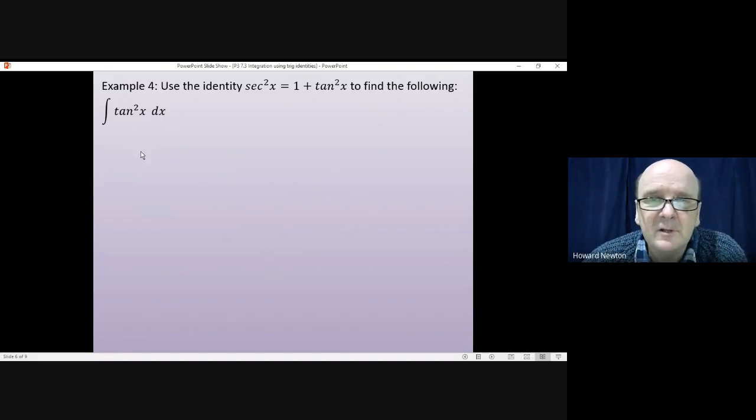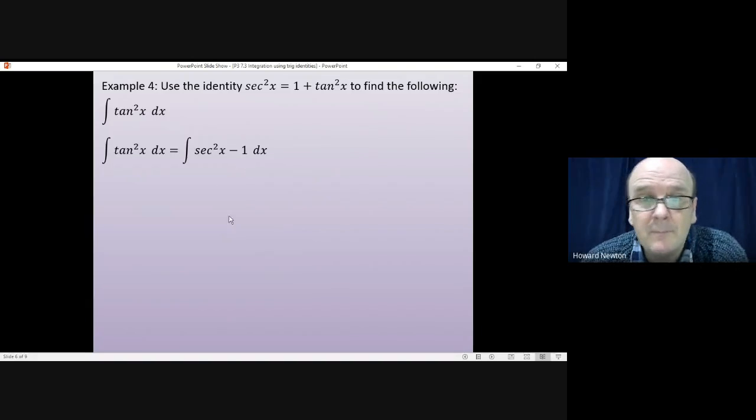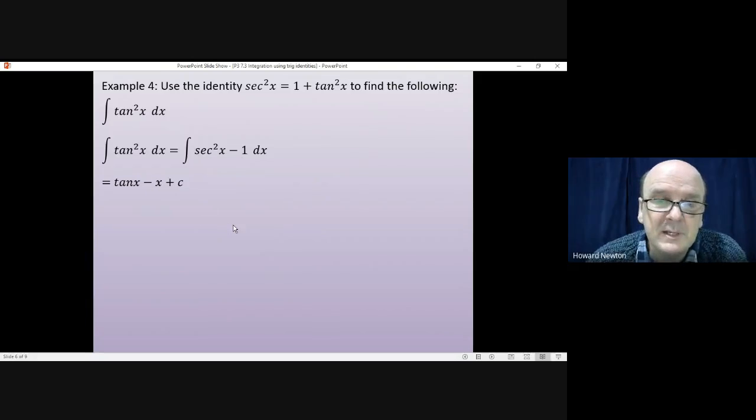Okay, let's have a look. Well, tan squared equals sec squared minus 1. And the moment you use that identity, suddenly it becomes very easy to integrate. Because if you differentiate tan, you get sec squared. So if you integrate sec squared, you'll just get tan x. And integrating the minus 1 gives us the minus x. And that's the question done.